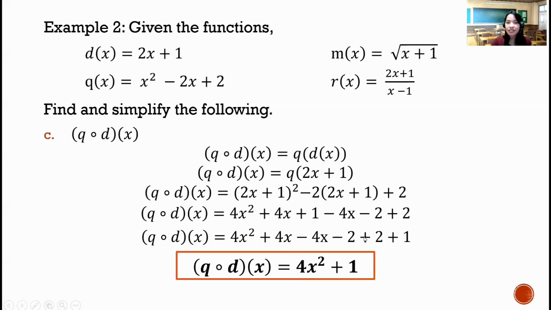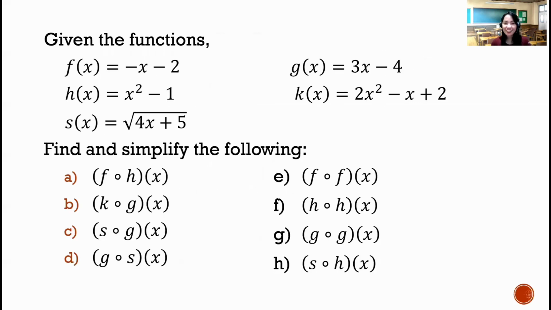So final answer, we have 4x squared. 4x minus 4x is 0. Negative 2 plus 2 is 0. And ang natira na lang is positive 1. Final answer, we have here q of d of x, that is equal to 4x squared plus 1.